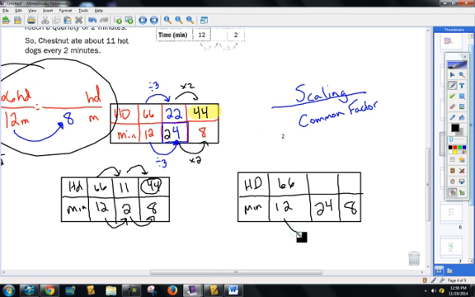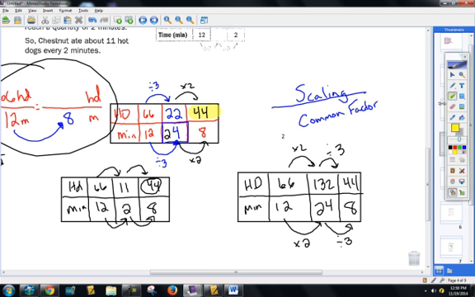Okay, so here we go. What am I doing to go from 12 to 24? Multiplying by 2. So what do I have to do to 66 then? Multiply by 2. And I'm going to get 132, right? Now, what am I doing to go from 24 to 8? Dividing by 3. So what can I do to 132? Divide by 3. And that's going to be 44.